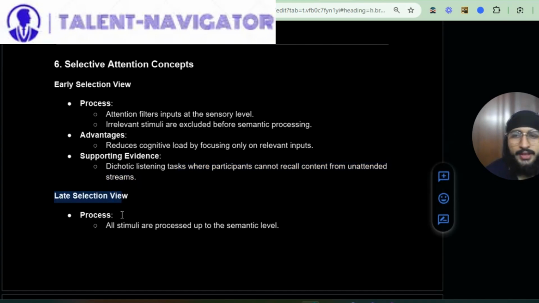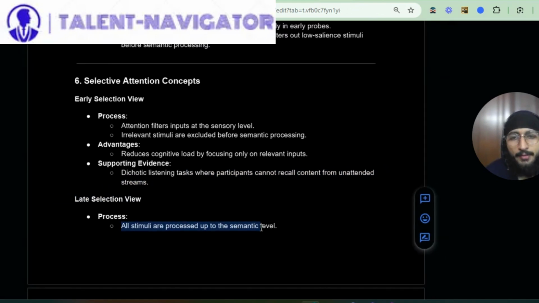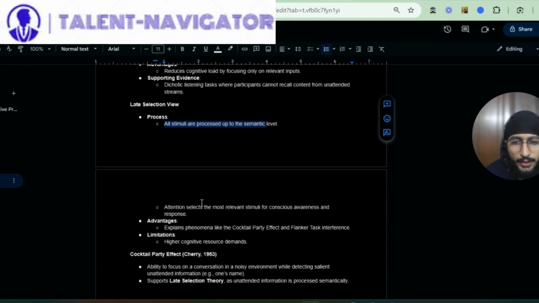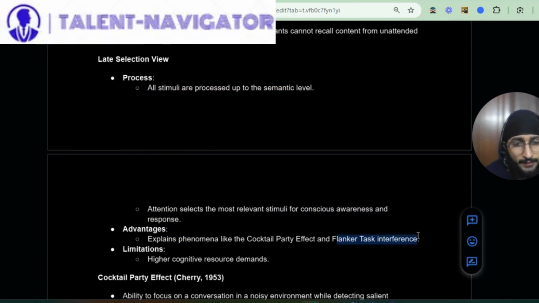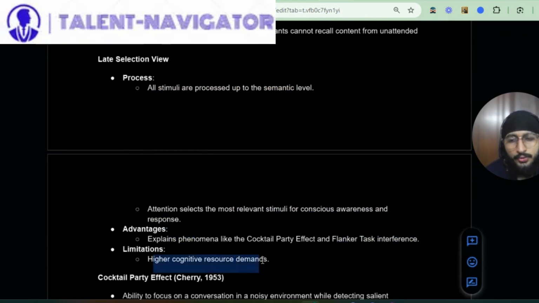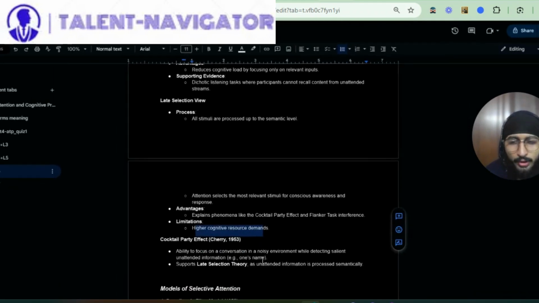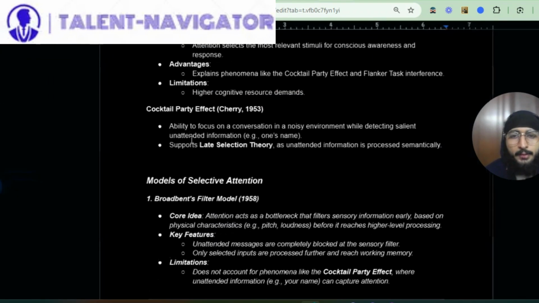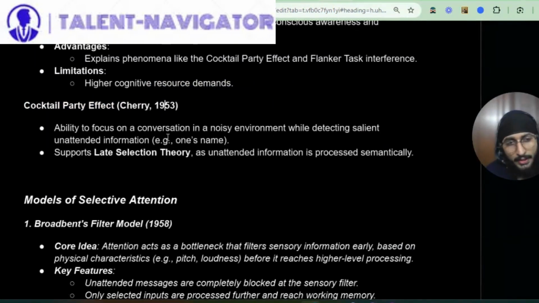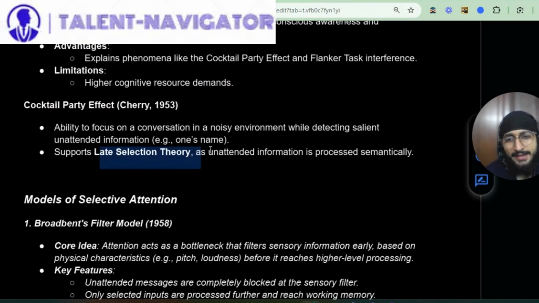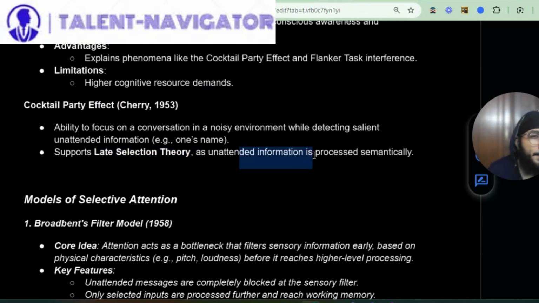Late selection view: the process is that all stimuli are processed up to the semantic level, and then attention selects the most relevant stimuli for conscious awareness and response. Advantages: it explains phenomena like the cocktail party effect and flanker task interference. Limitations are higher cognitive resource demands. Now we'll be talking briefly about the cocktail party effect, which was given by Cherry in 1953. It is the ability to focus on a conversation in a noisy environment while detecting salient unattended information. It supports the late selection theory as unattended information is processed semantically.